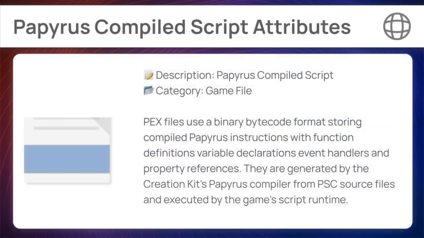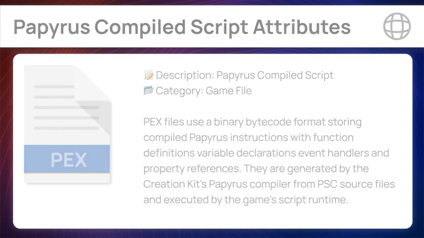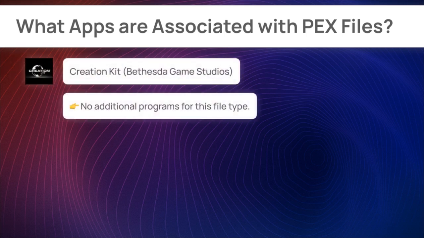PEX files use a binary bytecode format, storing compiled Papyrus instructions with function definitions, variable declarations, event handlers, and property references. They are generated by the Creation Kit's Papyrus compiler from PSC source files and executed by the game's script runtime. Creation Kit, developed by Bethesda Game Studios, serves as the industry standard application for PEX.